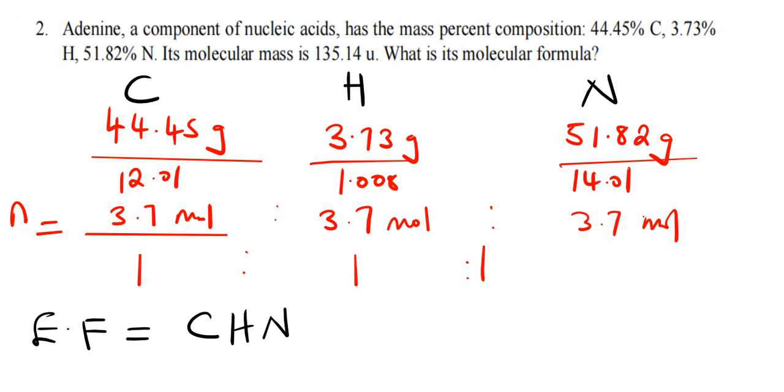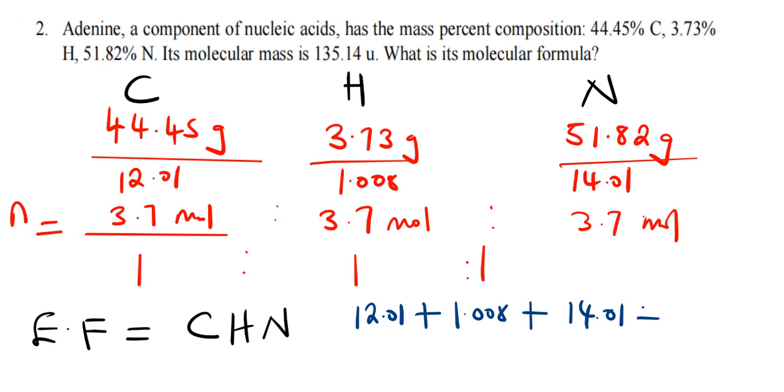Now, we're not finding the empirical formula. We're finding the molecular formula. So we found now the empirical formula, so we can find the empirical formula mass. What is the mass of this compound, so that we compare it with the molecular mass they've given us in the question? So what is the molar mass for each individual element in this compound? We've got carbon, 12.01, plus hydrogen, 1.008, plus nitrogen, 14.01.